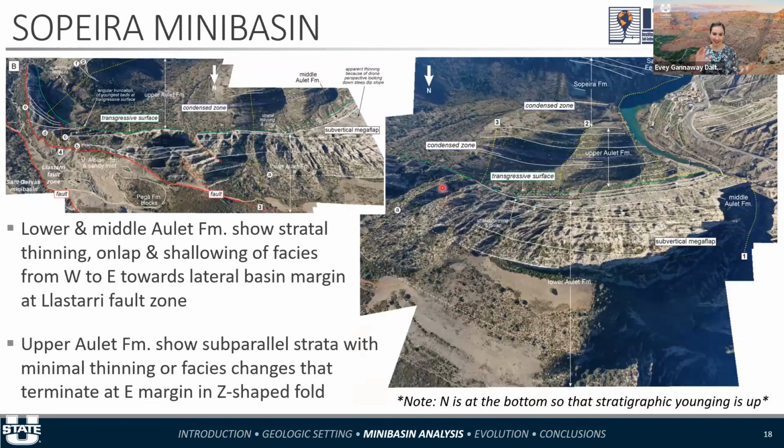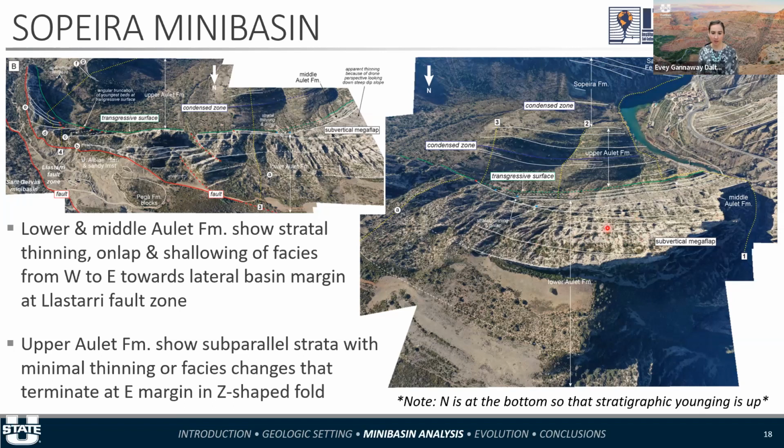Now, why on earth did I flip that? Well, that was to match these drone photographs that we used to help our interpretation, given how steep the topography was in part of this area. So these drone photographs are actually taken down plunge, so we're able to look basically up section. In other words, north is at the bottom, and that way we are looking at stratigraphic younging towards the top, where we have our lower Aulet, middle Aulet just below this green surface, and then upper Aulet, etc. So again, that is why I flipped those fence diagrams, to match this photograph.